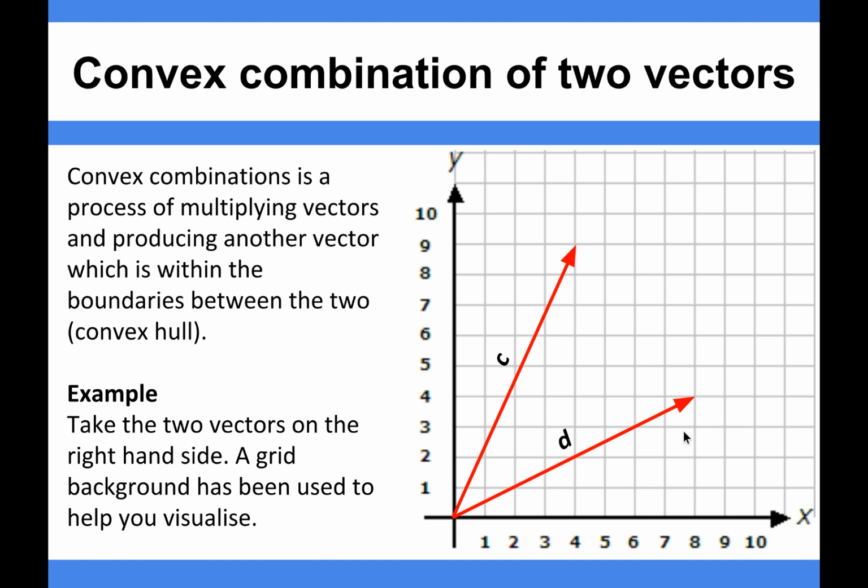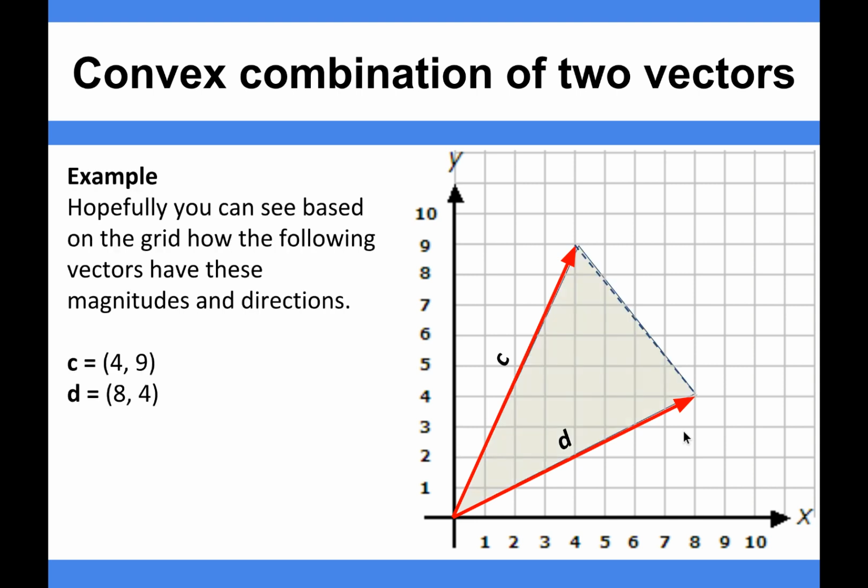Convex combination is a process of multiplying vectors and producing another vector which is within the boundaries of the two, known as the convex hull. As an example, let's take the two vectors on the right hand side. A grid background has been used to really help you visualize this. It took me a while to set up this video. So hopefully you can see, based on the grid, how the following vectors have these magnitudes and directions.